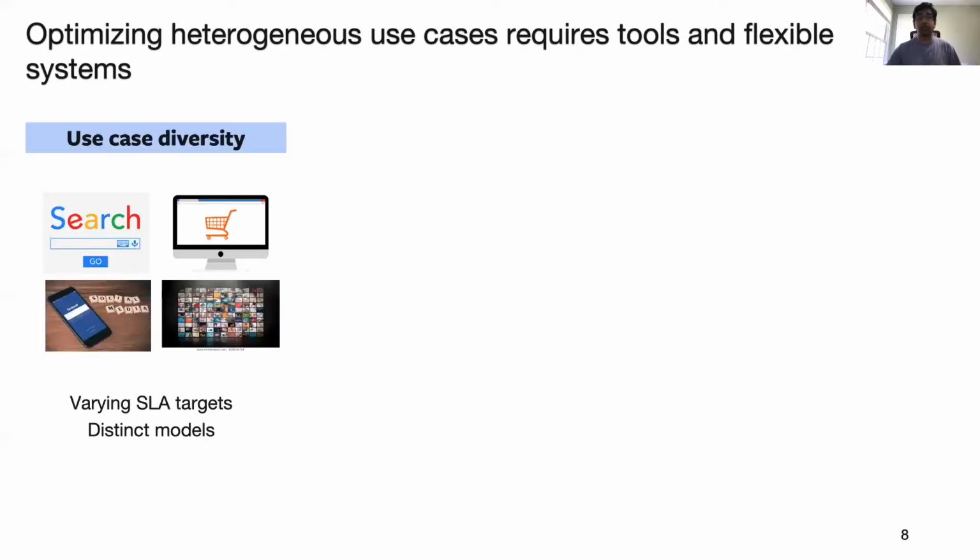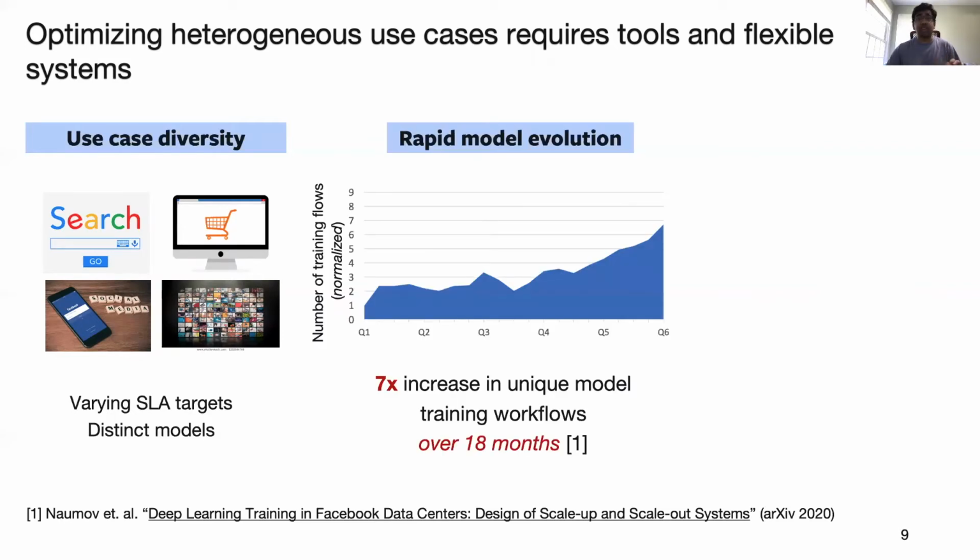However, we find significant heterogeneity across recommendation use cases, which requires automated tools and flexible systems for optimizing this key workload. First, recommendation models are deployed across many use cases such as social media, search, e-commerce, and entertainment. Each of these use cases has a different SLA target in order to preserve user experience and the quality of service. Furthermore, we find each of these different use cases leverages a different type of recommendation model with unique performance characteristics.